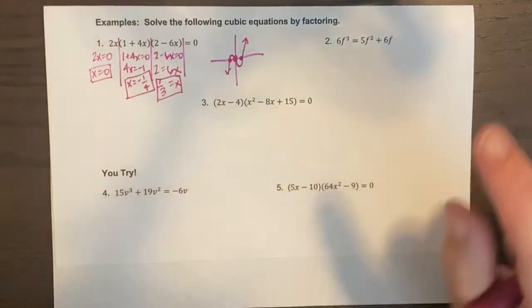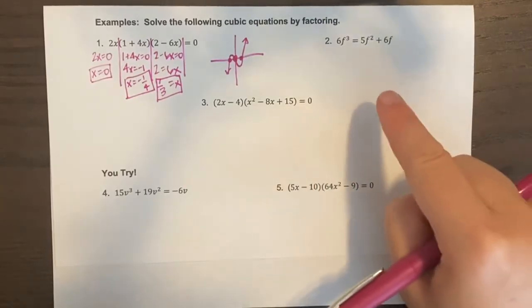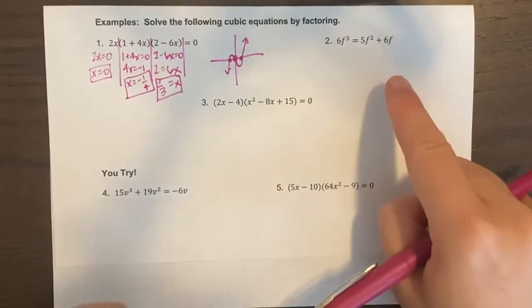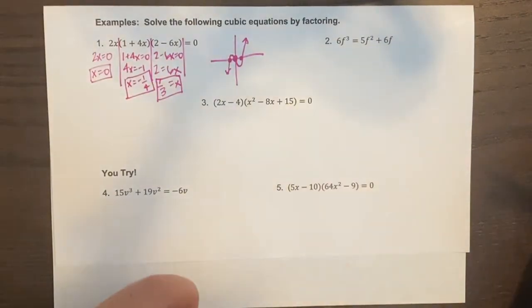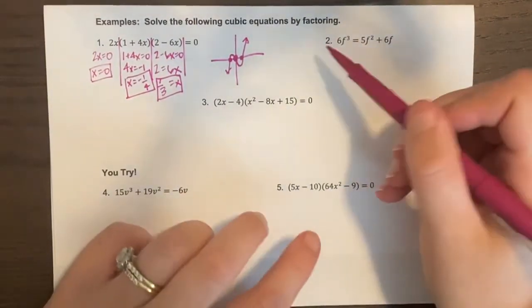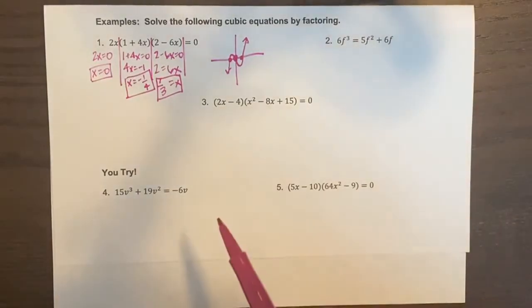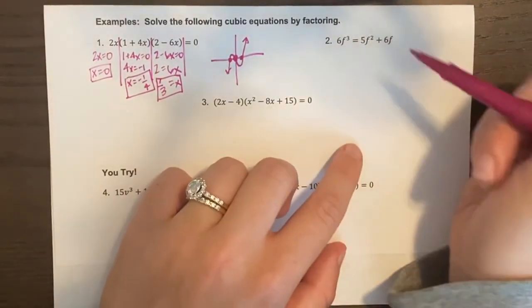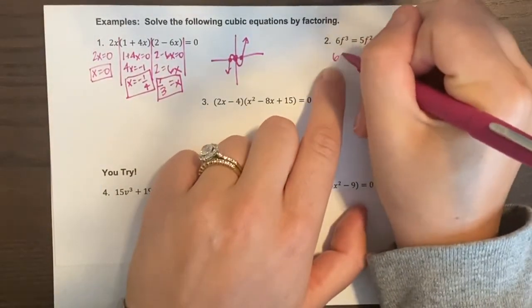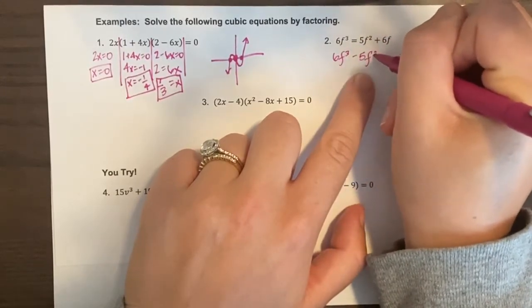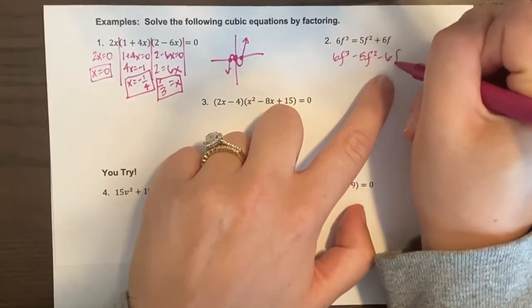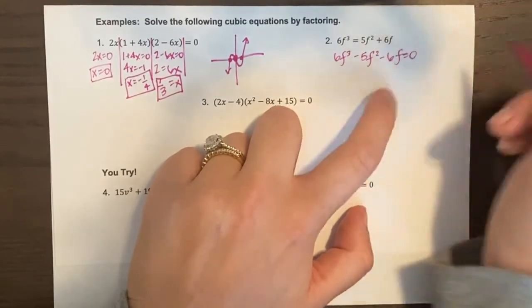All right, on number 2, kind of similar to the quadratic equations, we want to have all of our terms on the same side, and I like having the biggest term be positive. So I want 6f cubed to be my positive term, and I'm going to move the other 2 to the other side. So I'll have 6f cubed minus 5f squared minus 6f equals 0.